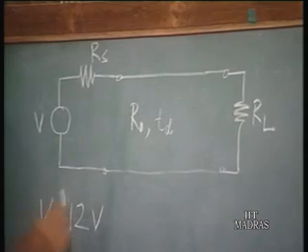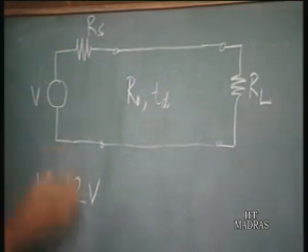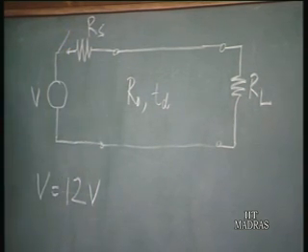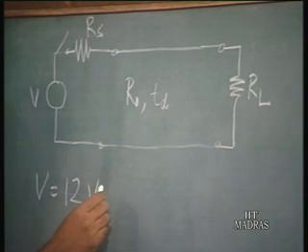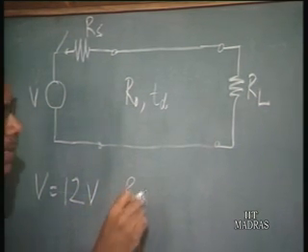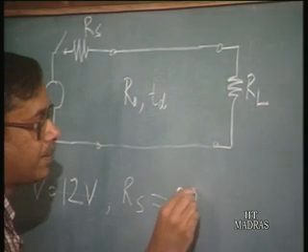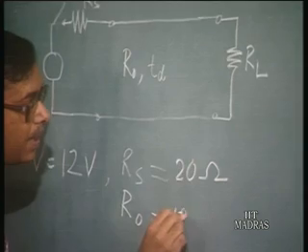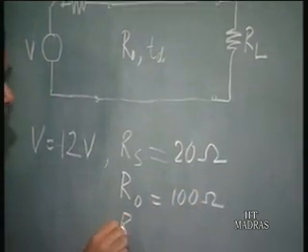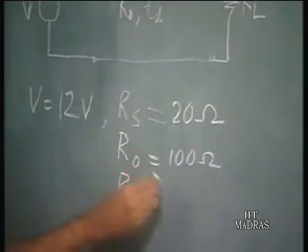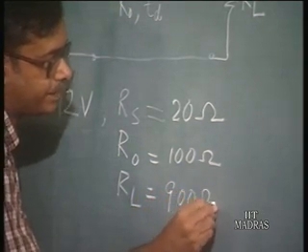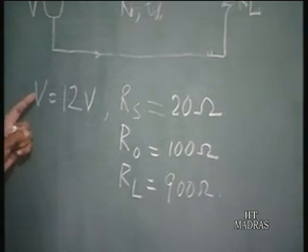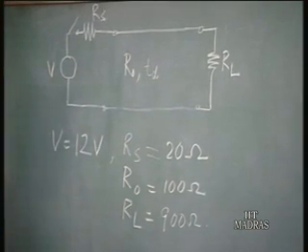We also have a switch here, which is turned on at time t equal to 0. Let Rs be 20 ohms, R naught be 100 ohms, and RL be 900 ohms. So these are the different resistances, and the voltage source V is driving that line.